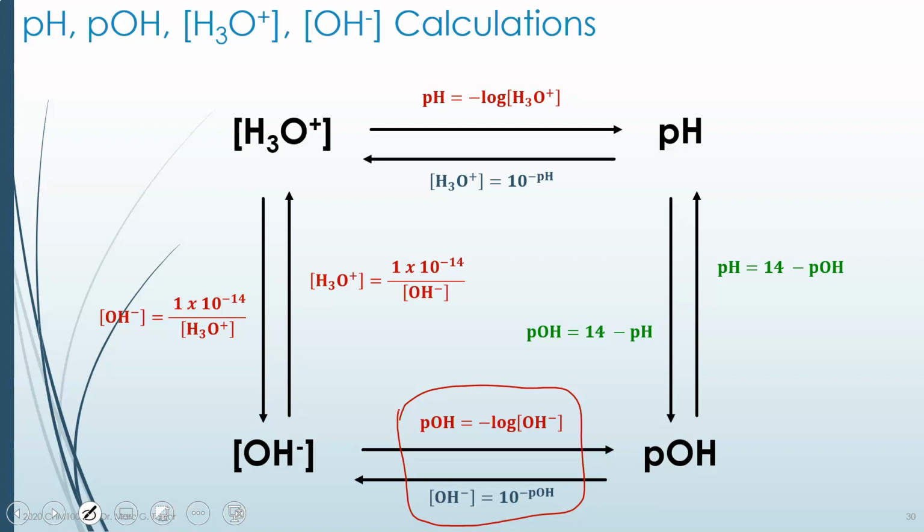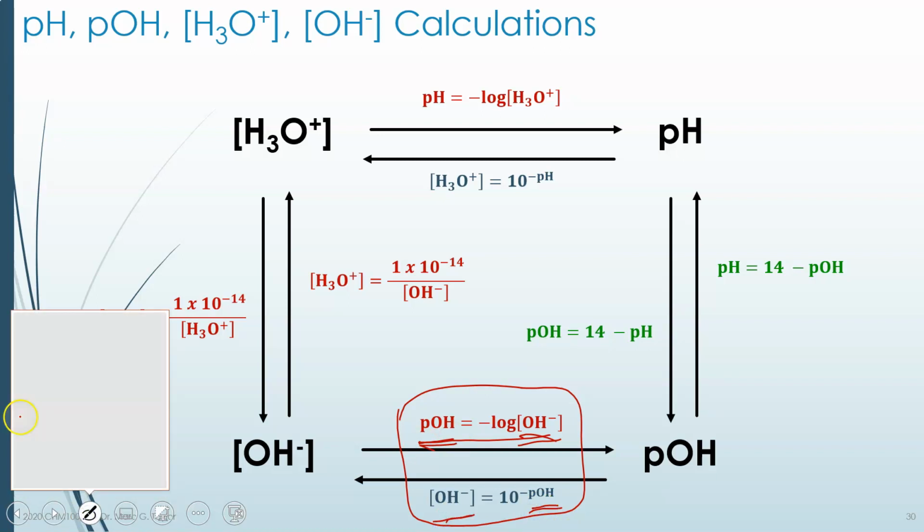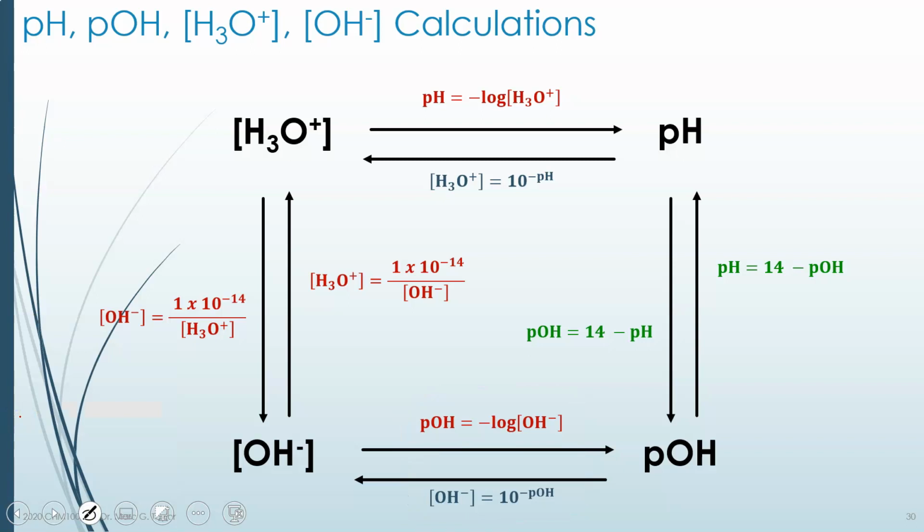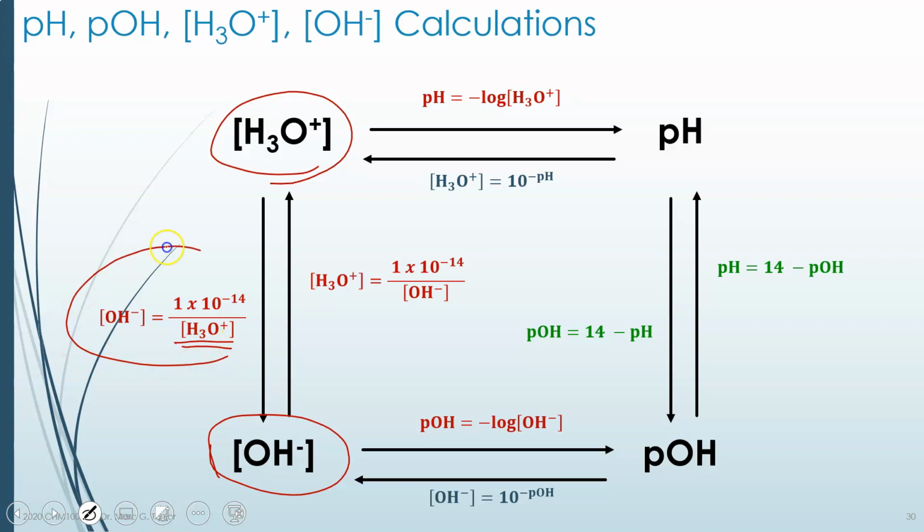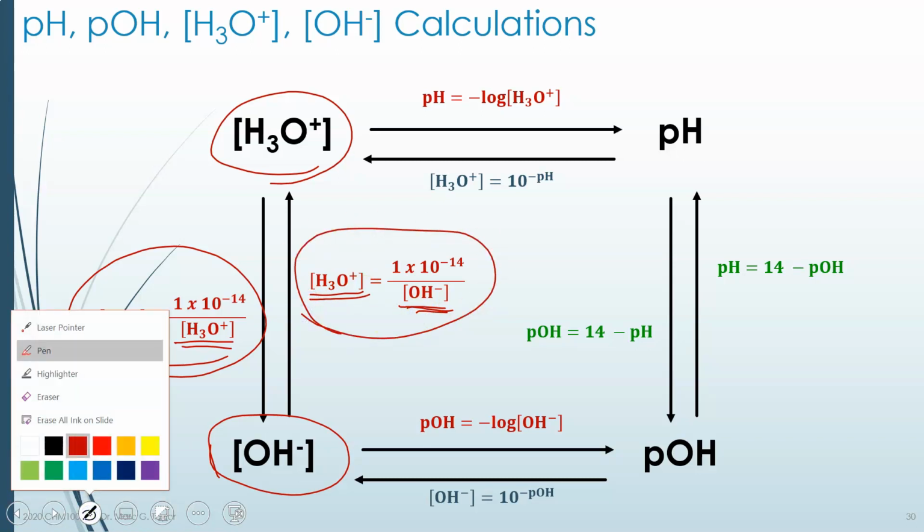The top equation allows us to go from hydroxide to pOH, and the bottom equation allows us to go from pOH to hydroxide, making sure you know how to use your calculator. Because we know that when we multiply this times this, they equal 1 times 10 to the minus 14 molar, well then, if I know this concentration, I can calculate this. And if I know the hydroxide concentration, I can calculate this. So that allows me to do that.